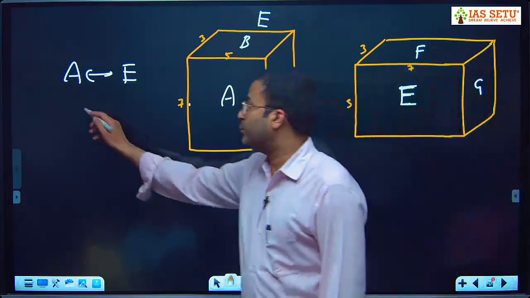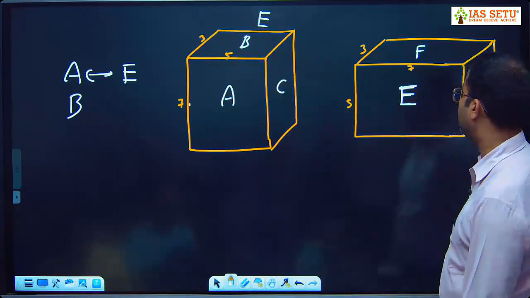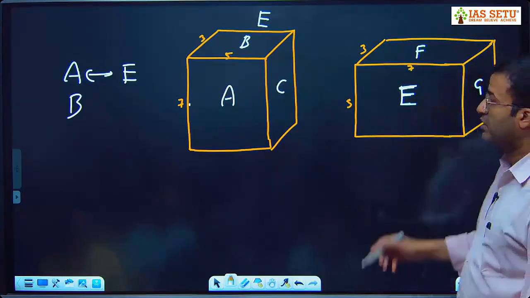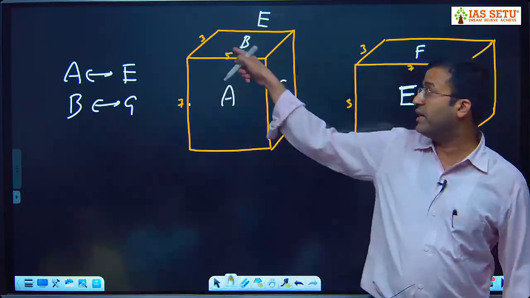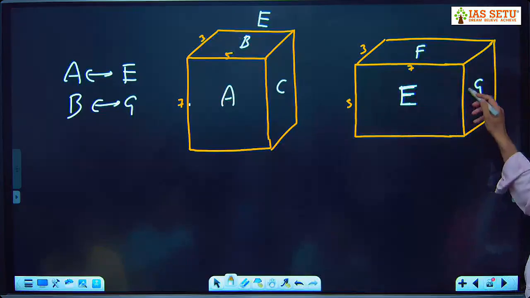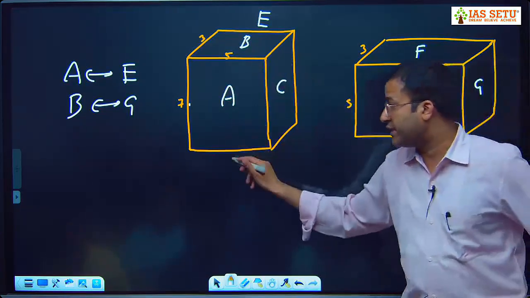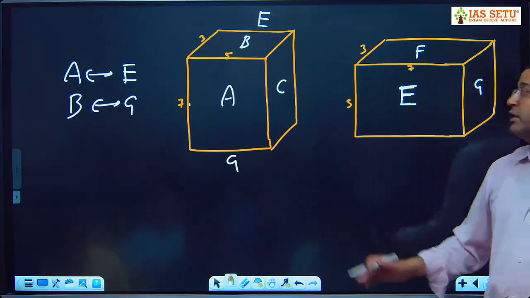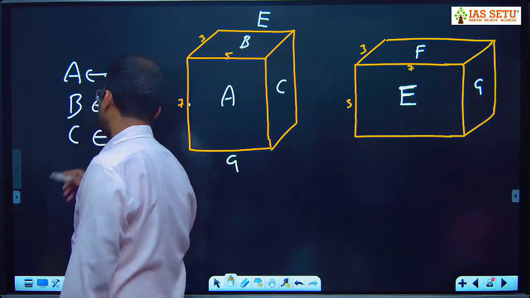Tell me what is opposite of B? What is the area of B? 5 by 3. So 5 by 3 is G. Opposite of B is G. Check the area, 5 and 3. This dimension is 5, this is 3. Opposite of B will be G. And once you know two couples, you can find the third couple. There is no issue in that. Tell me what is opposite of C? F. C and F are opposite.